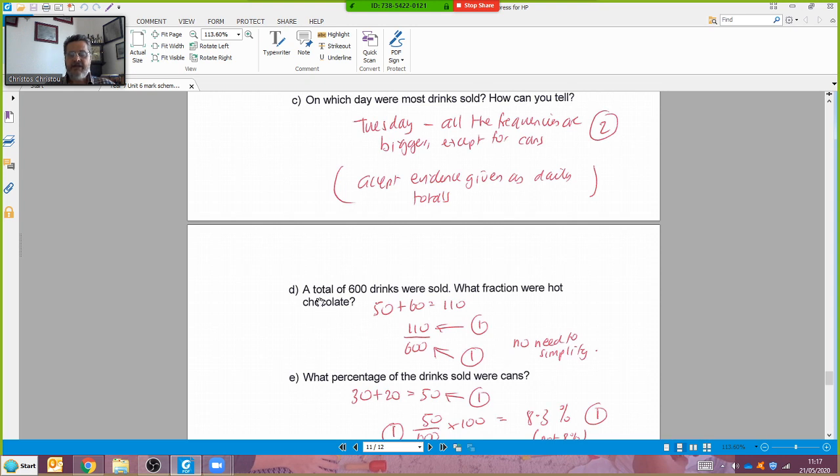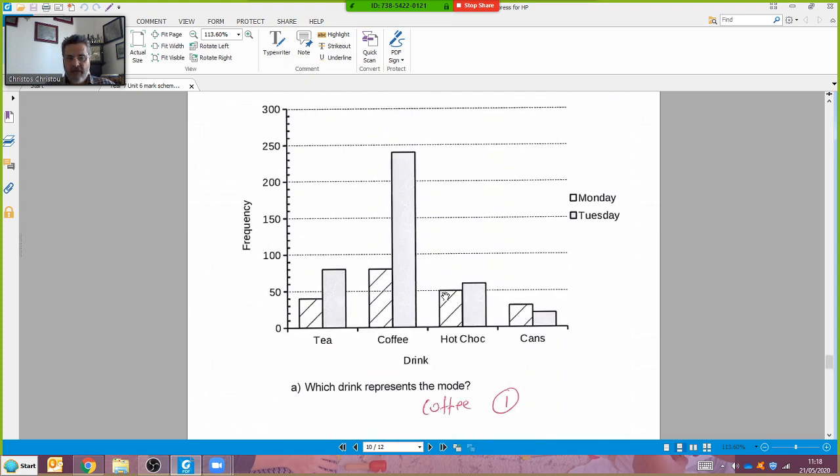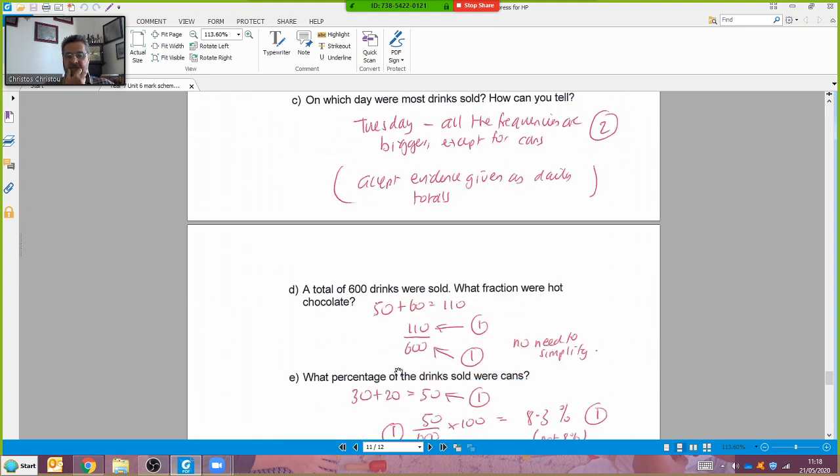D, a total of 600 drinks were sold. What fraction were hot chocolate? So I've got to look at all the hot chocolates here. I've got 50 plus 60 is 110 drinks of chocolate over the Monday and the Tuesday. So it's 110 over 600. There's 2 marks there, and you don't need to simplify. If you do and make a mistake, goodbye marks.